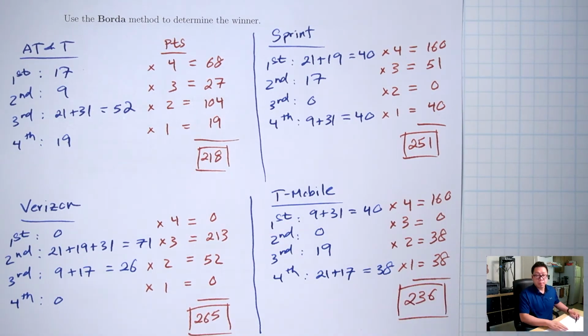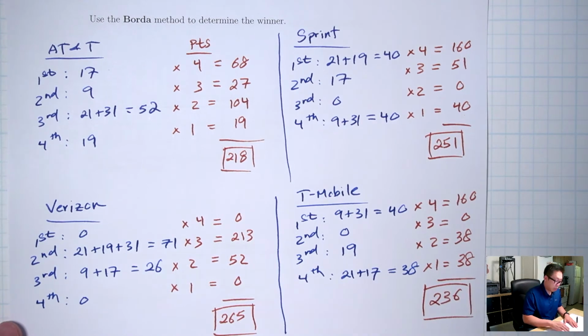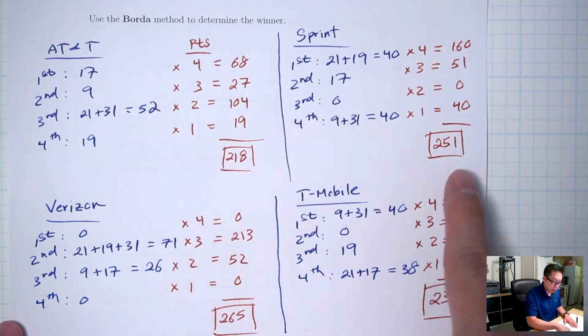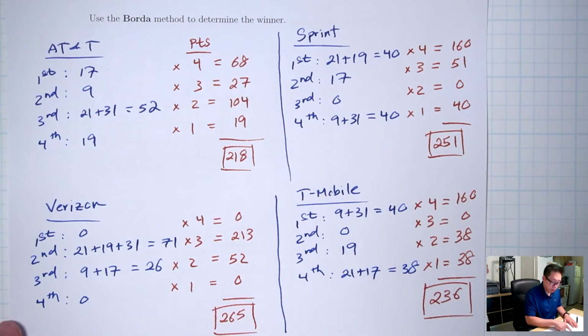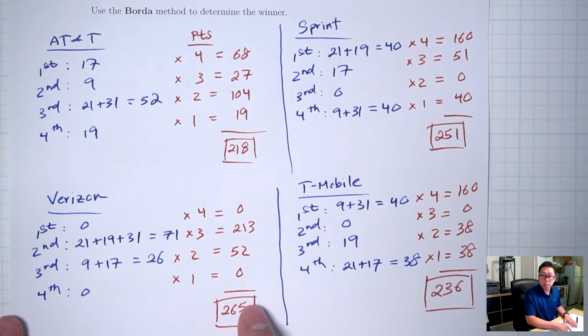So who wins? Look at the total Borda score for each of the candidates. Whoever has the highest Borda score wins. AT&T's 218, Sprint's 251, Verizon 265, and T-Mobile 236. Looks like Verizon gets the win.